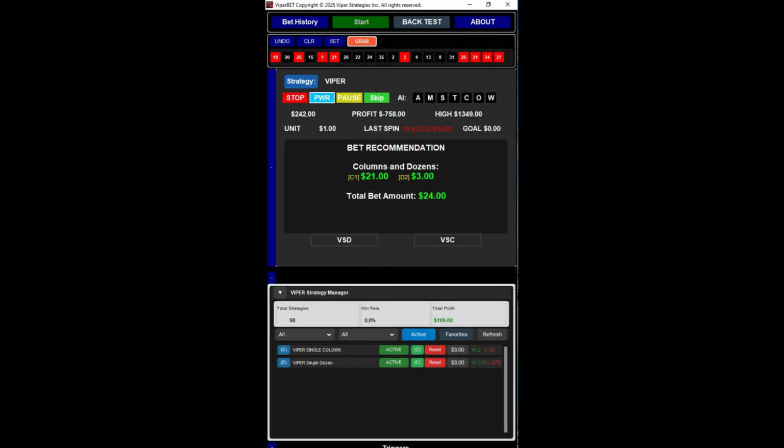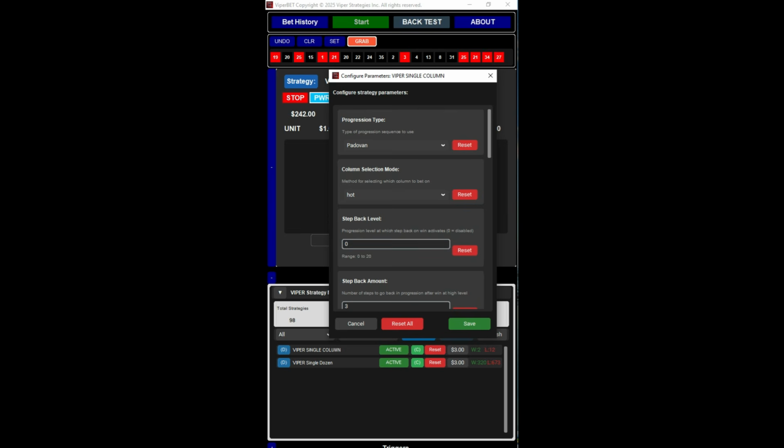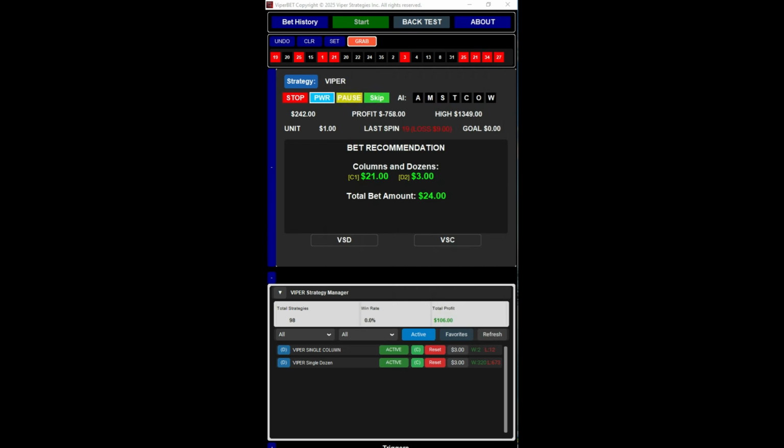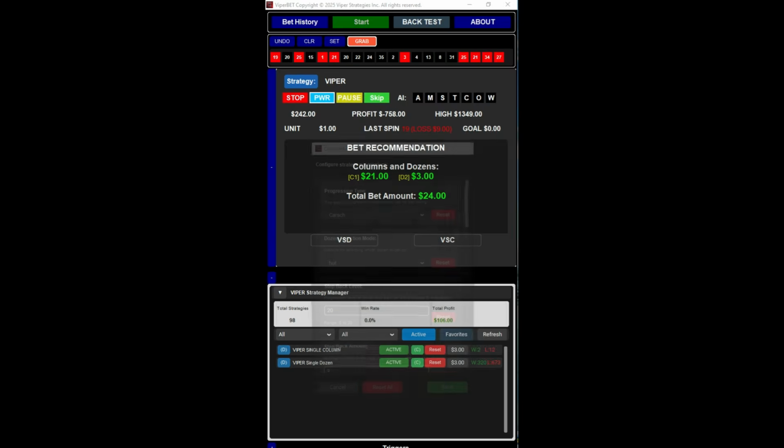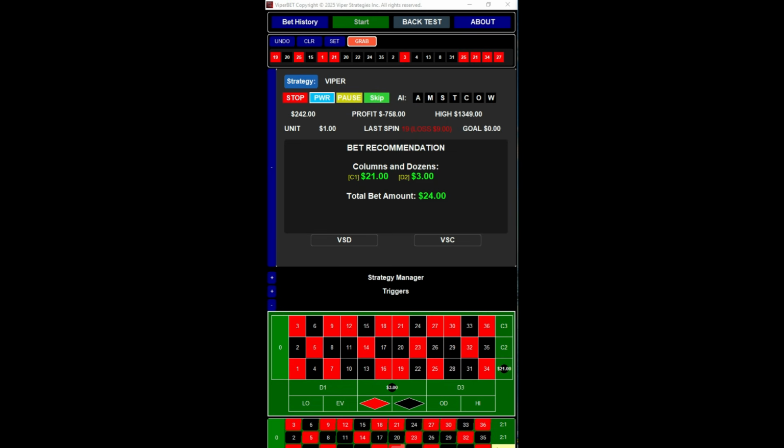So let me go ahead and change the configurations. Let's go from Padovan to Karsh. Save that. We're going to single dozen. Let's go from the same thing, Padovan to Karsh. Slightly more aggressive. Oops, I clicked custom. Karsh. Save. All right, let's go back into the visualization and unpause. Let's see what happens here.